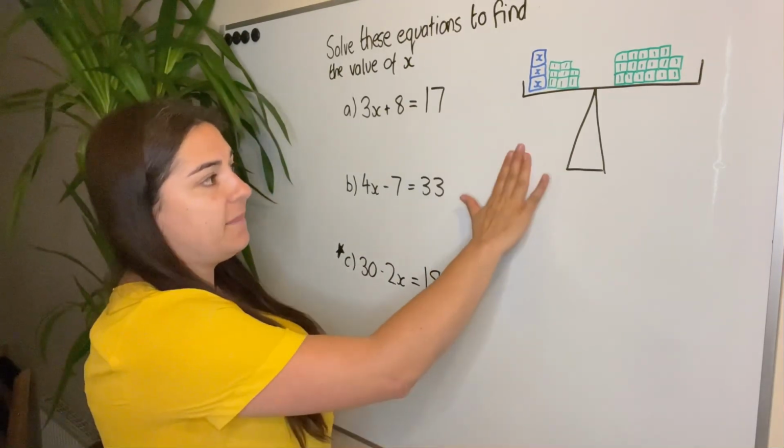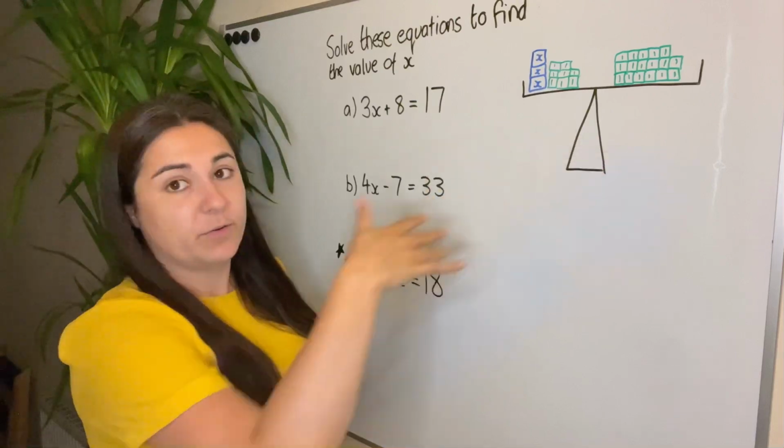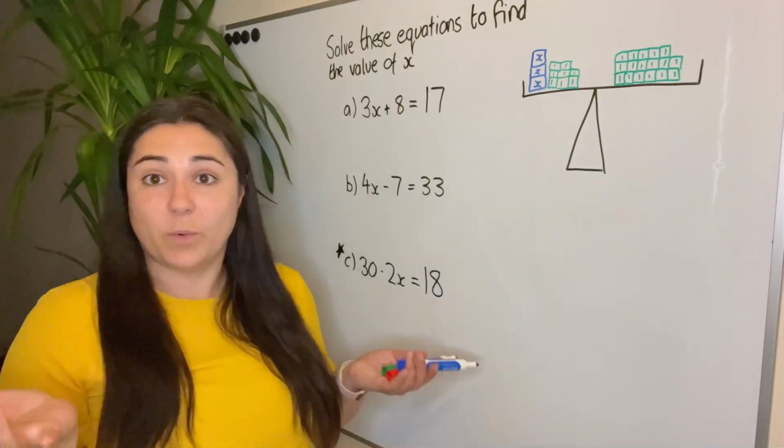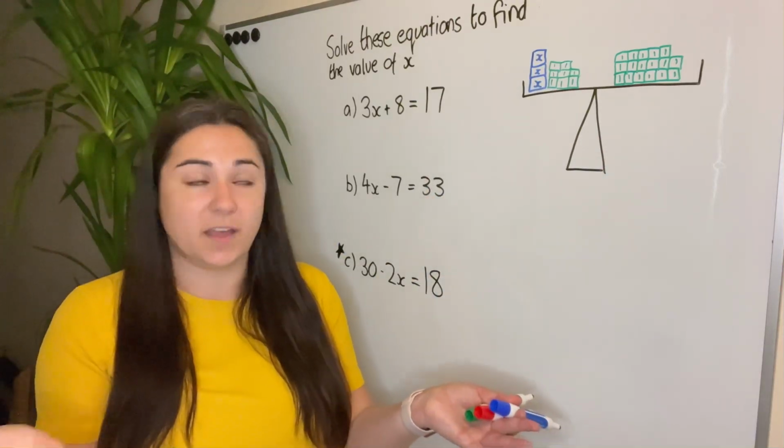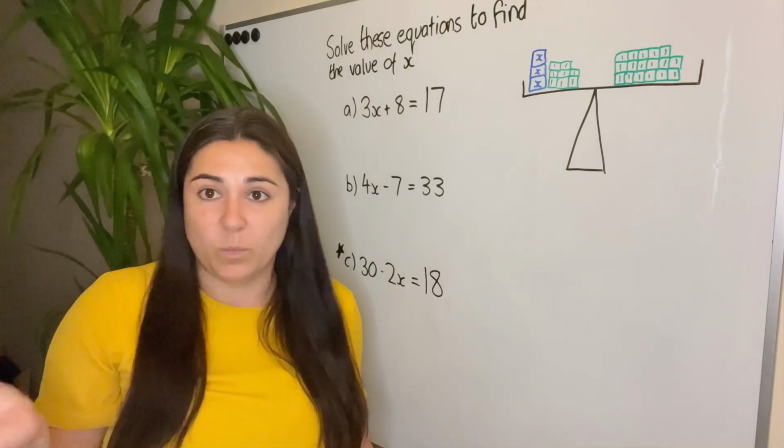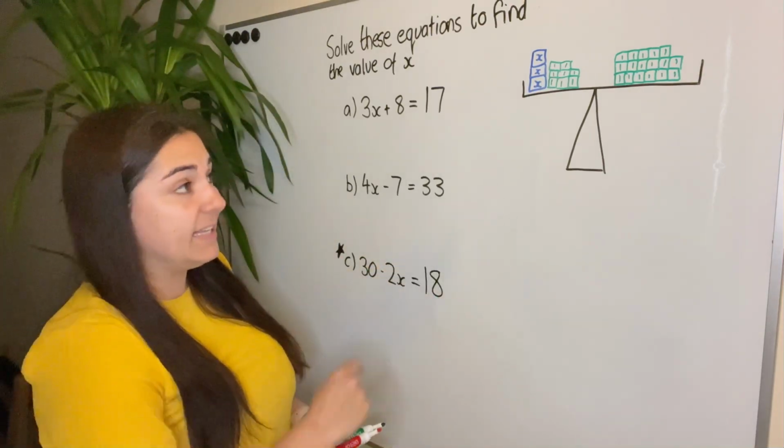So once again, we can think about it as a balanced scale. Remember, equations are just like balanced scales. Whatever we do to one side, we have to do to the other. Otherwise, they'll tip over and they won't weigh the same, or they won't be the same equation.